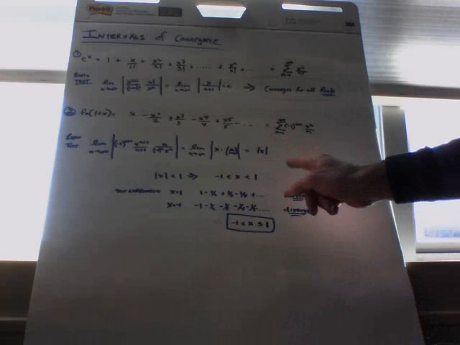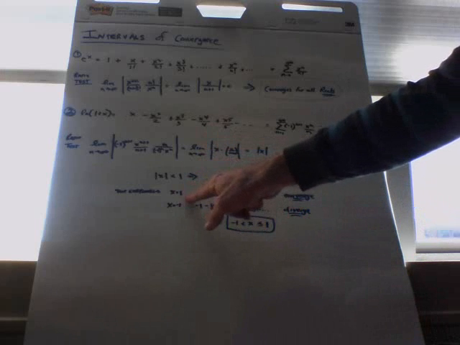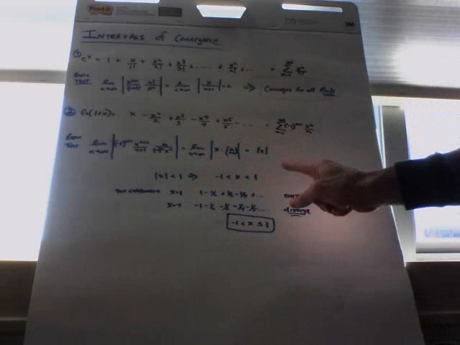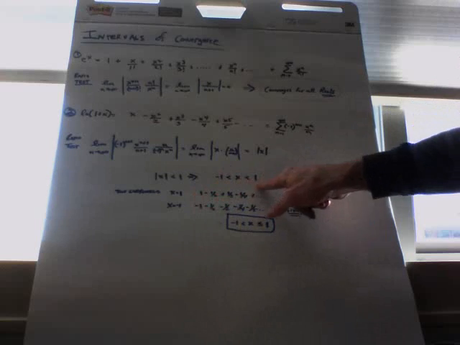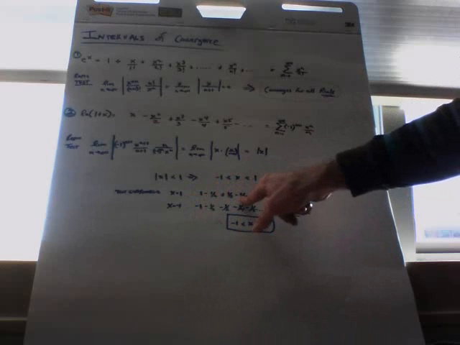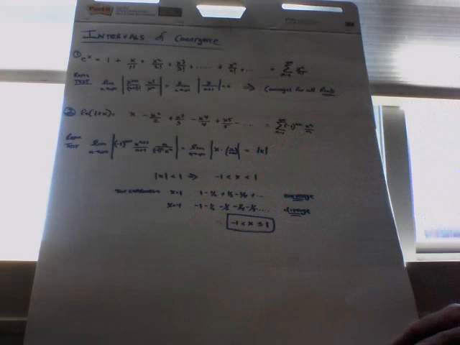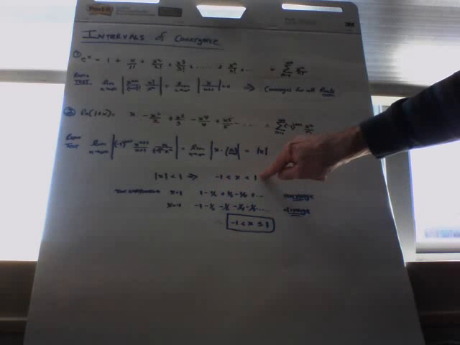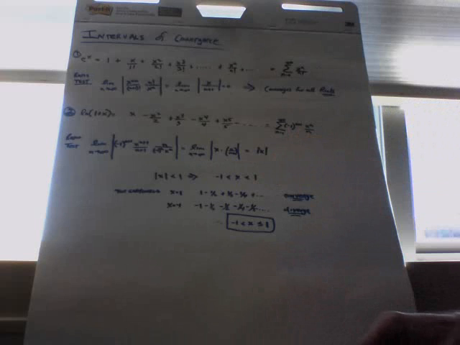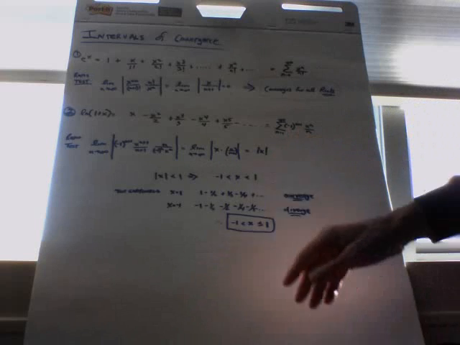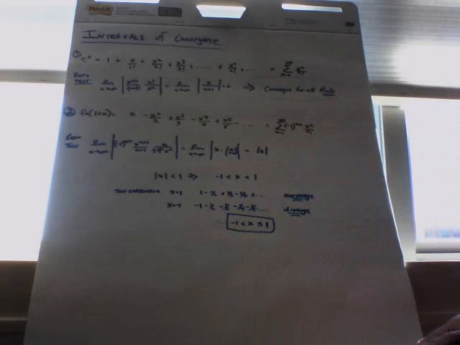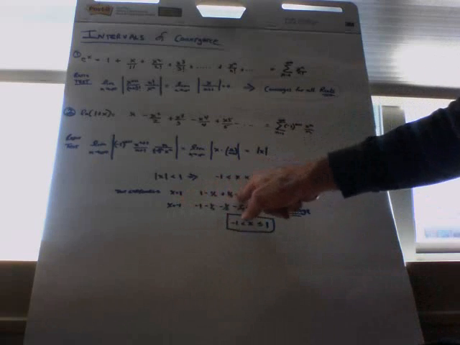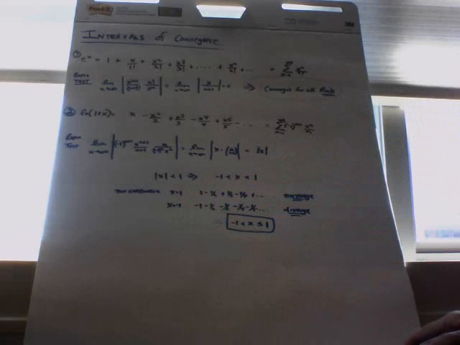However, the convergence at 1 is conditional because it's an alternating series. If I turn this positive, it will diverge. So if you're asked, where does this absolutely converge? On this interval. If you're asked, where does it converge at all? It's this interval. And if you're asked, where does it conditionally converge? At x equals 1 only.